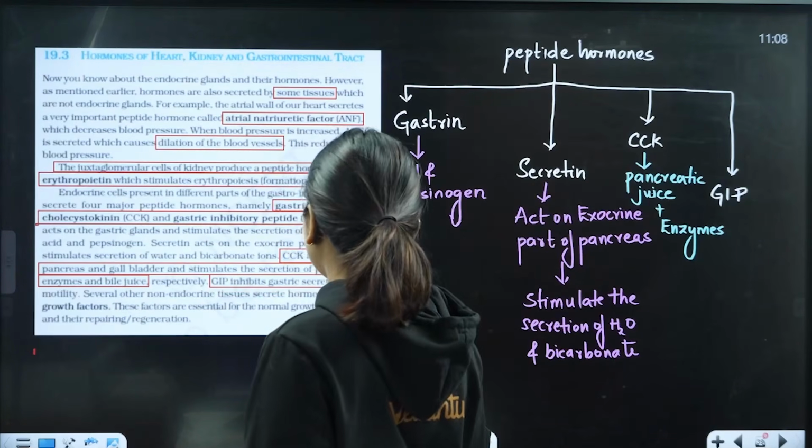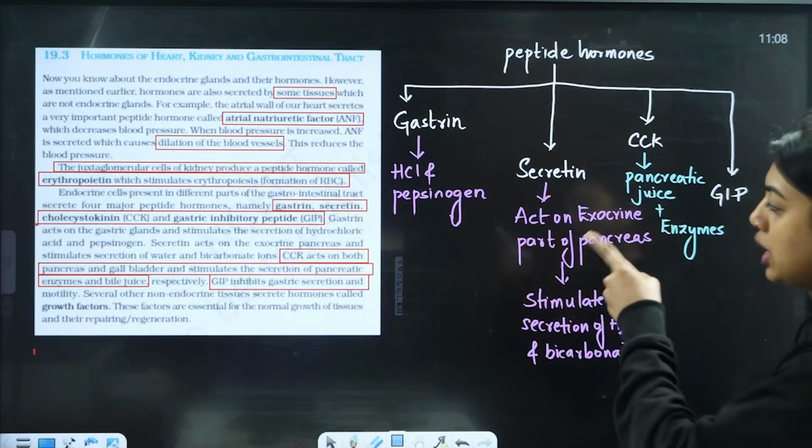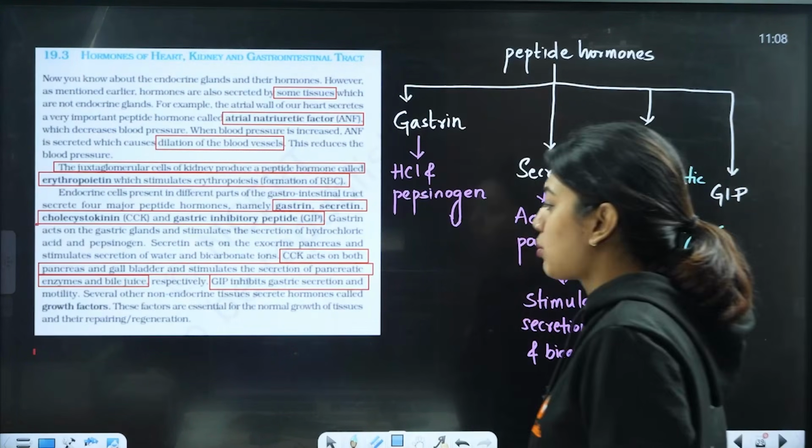And GIP inhibits the gastric secretion. So this one is inhibiting in nature, and this is stimulating in nature. So it will inhibit the gastric secretion and motility.